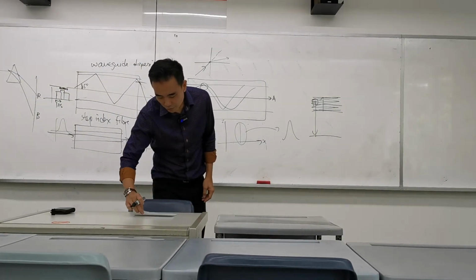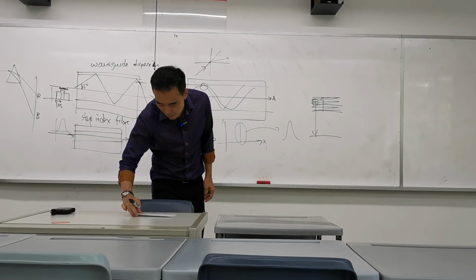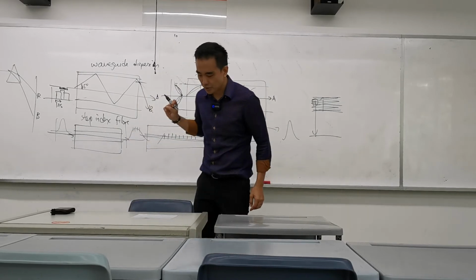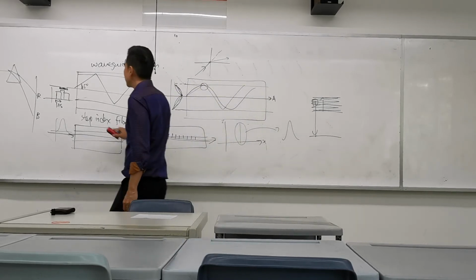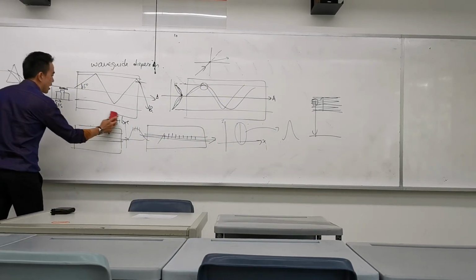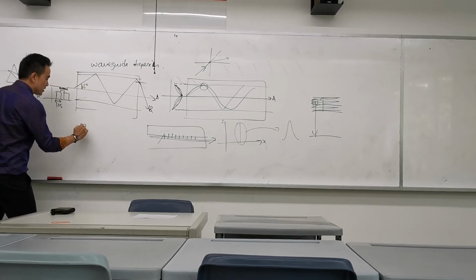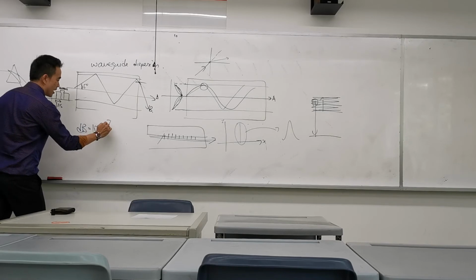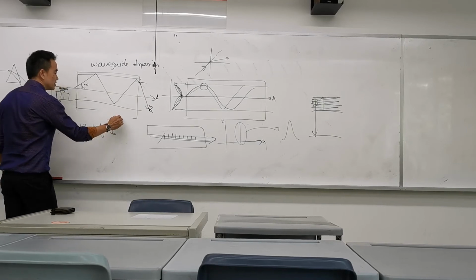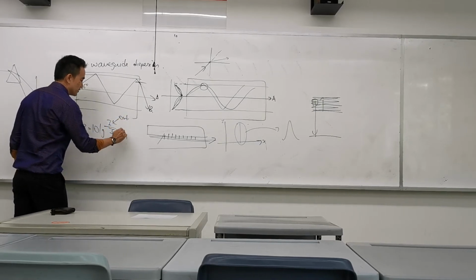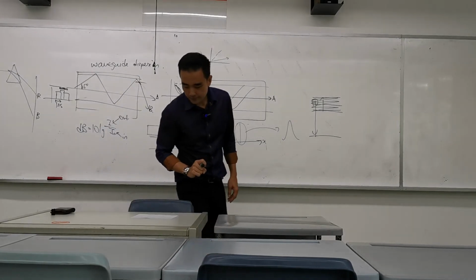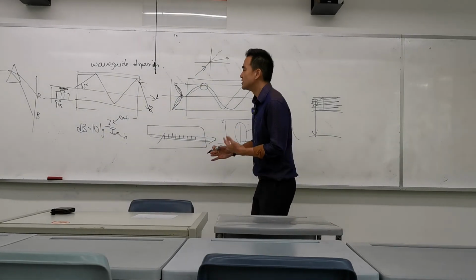Now, the next one that I need to go through with you is this equation. There's one equation that I need you to know that describes how bad the attenuation is, which is dB equals 10 log I over I naught. This is out, this is in. So what does this mean?